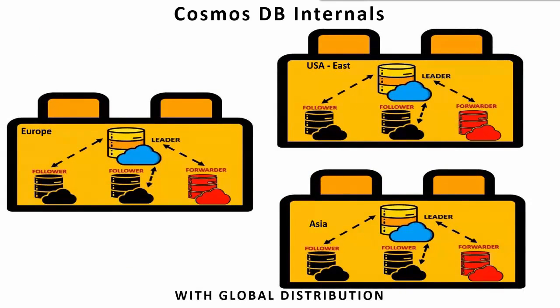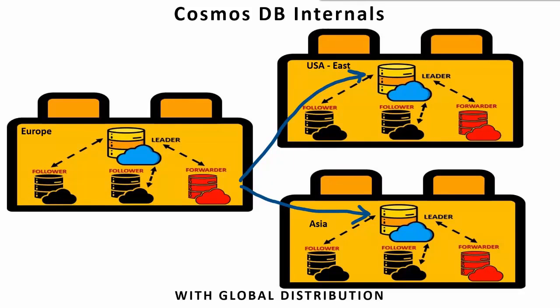In our case, we have Europe, two United States, and one Asia. So as we can see, one of the followers actually becomes a forwarder in each physical partition here. So the data comes in, let's say, for example, in Europe. It goes to the leader, which shares the data, and it goes to the forwarder. Then the forwarder is responsible for moving this data to other regions and it delivers to other leaders. So leaders get the data, and that's how Cosmos DB syncs the data in the backend.